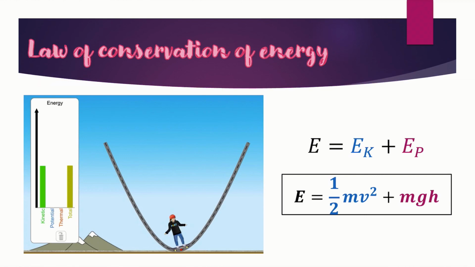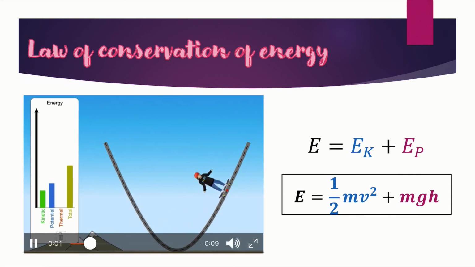Now let's review the law of conservation of energy. Remember that in a system, the total energy is going to be the sum of the kinetic energy plus the potential energy. If we derive the formulas, the total energy is going to be 1/2 of the mass times velocity squared plus mass times gravity times height. Okay? Let's remember how the total energy is conserved with this animation.